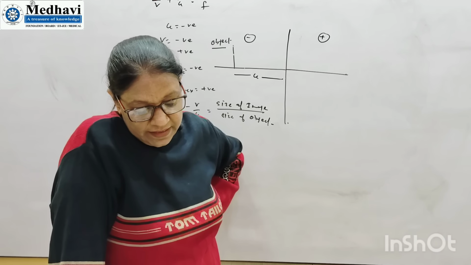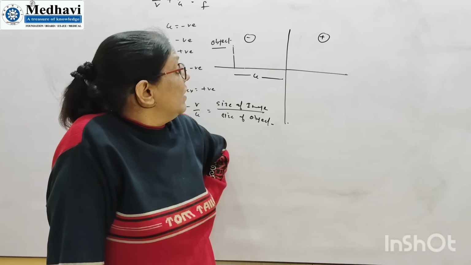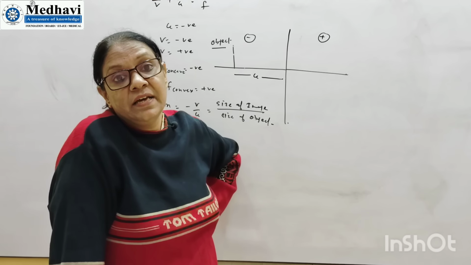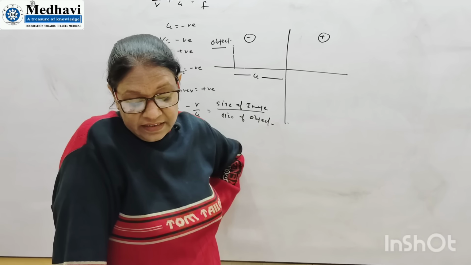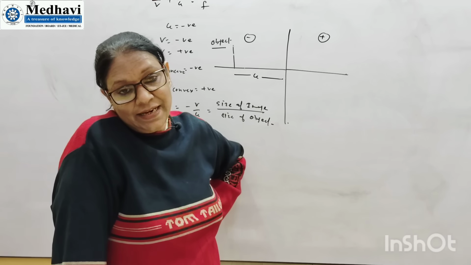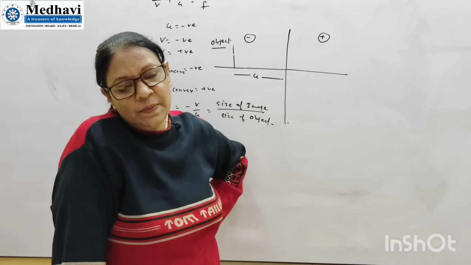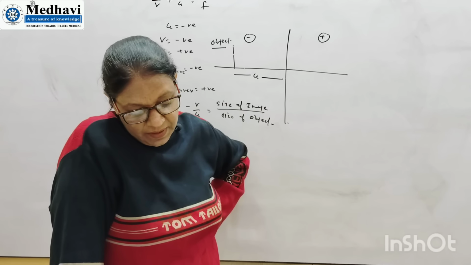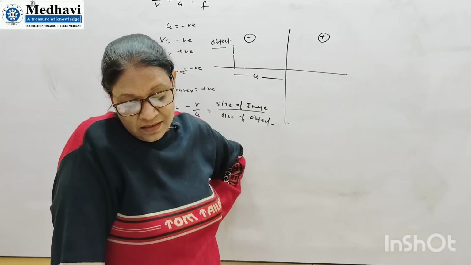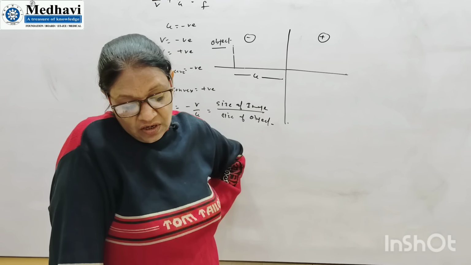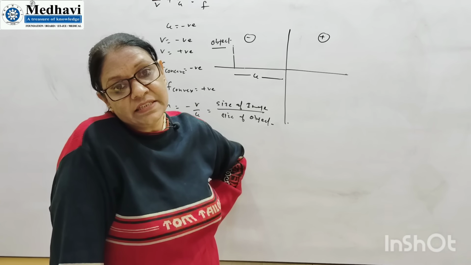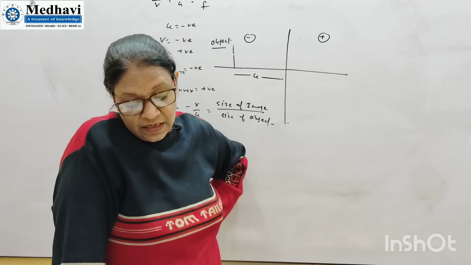Then uses of spherical mirror. A concave spherical mirror is used as a shaving mirror, as a reflector, and as a doctor's head mirror. Concave gives a big magnified image, that's why we use it as a shaving mirror, as a reflector and as a doctor's head mirror. Whereas a convex mirror is used as a reflector in a street lamp and as a rear view mirror.